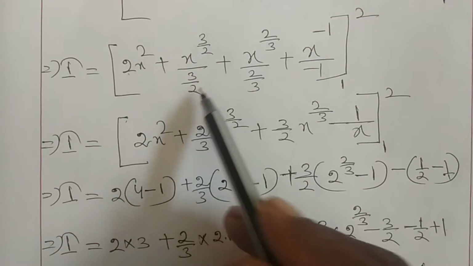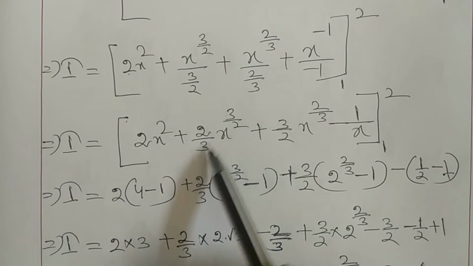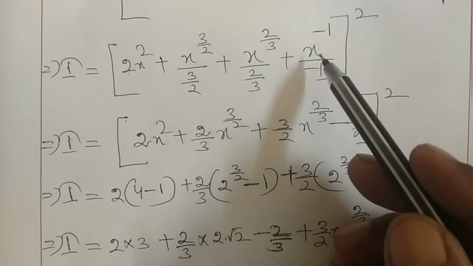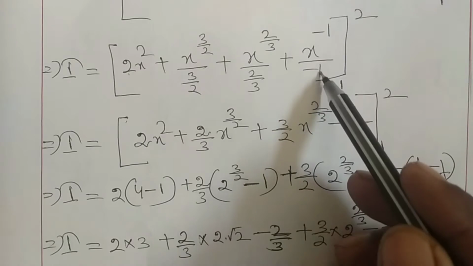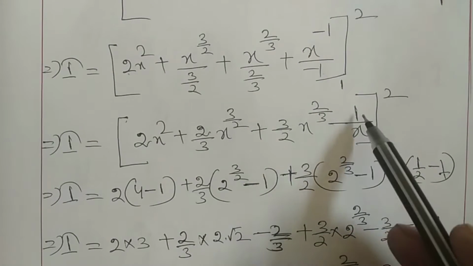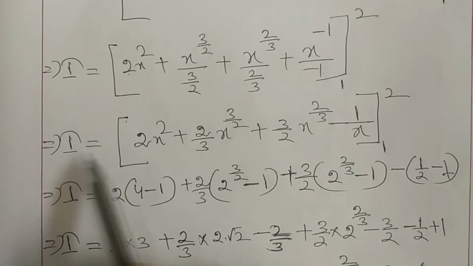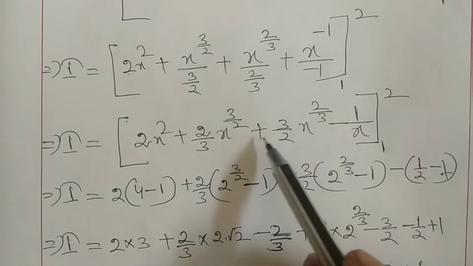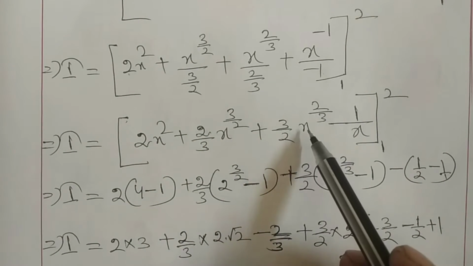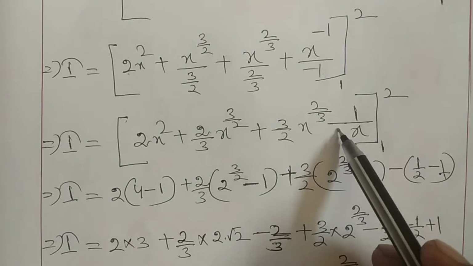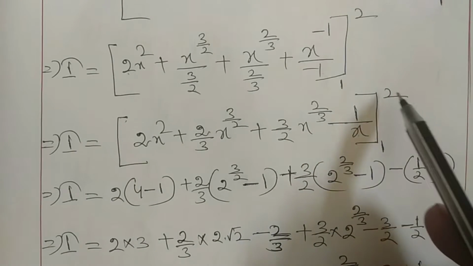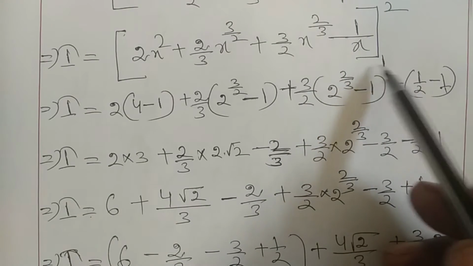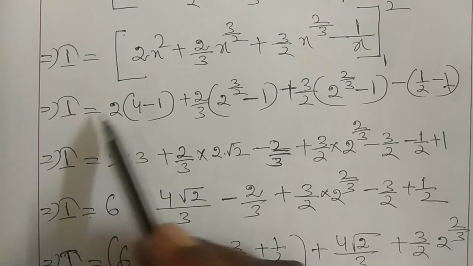Here 1/(3/2) is equal to 2/3, and 1/(2/3) is equal to 3/2, and x^(-1)/(-1) is equal to -1/x. So I equals 2x² plus 2/3 x^(3/2) plus 3/2 into x^(2/3) minus 1/x, range from 1 to 2. Now putting upper limit 2 and minus lower limit 1, we have I equals 2.